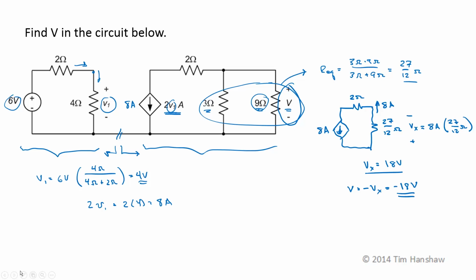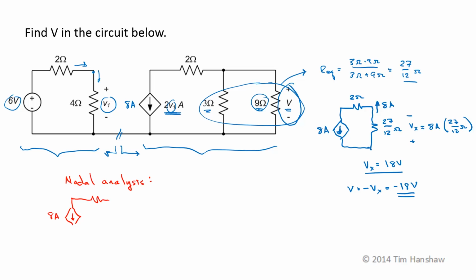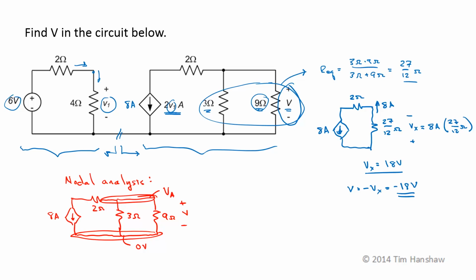Now, as usual, there's more than one way to do a problem. Let me recalculate the voltage V here, and I think I'll use nodal analysis. So I still have my 8 amp source, have a 2 ohm resistor, I have a 3 ohm resistor, I have a 9 ohm resistor, and this is V. I'm going to define this as my reference node, 0 volts. I'm going to define this as my unknown voltage V sub A. I only have one independent node.